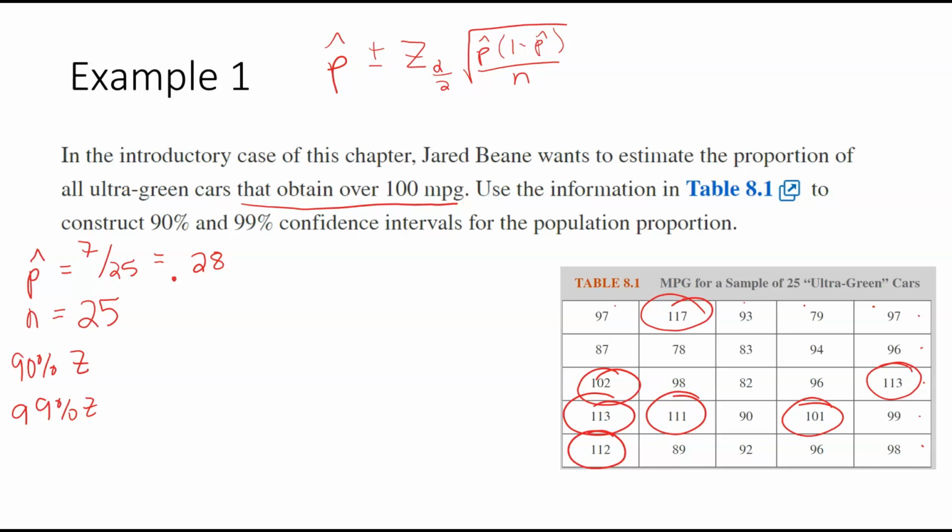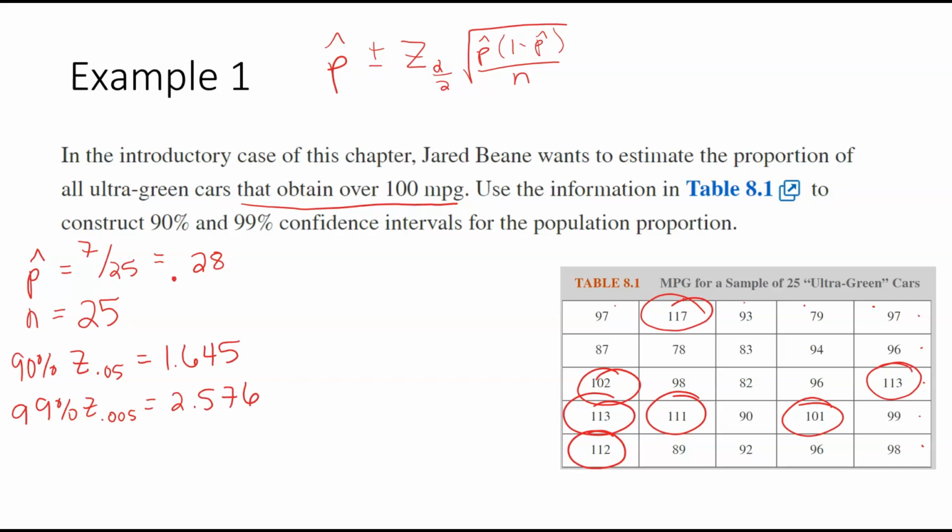When we're looking at the 90% z, remember that alpha over 2 would be 0.10 over 2, or 0.05, and we know that our z with 90% is 1.645. And then 0.01 divided by 2 would be 0.005, and we know that this z is 2.576.